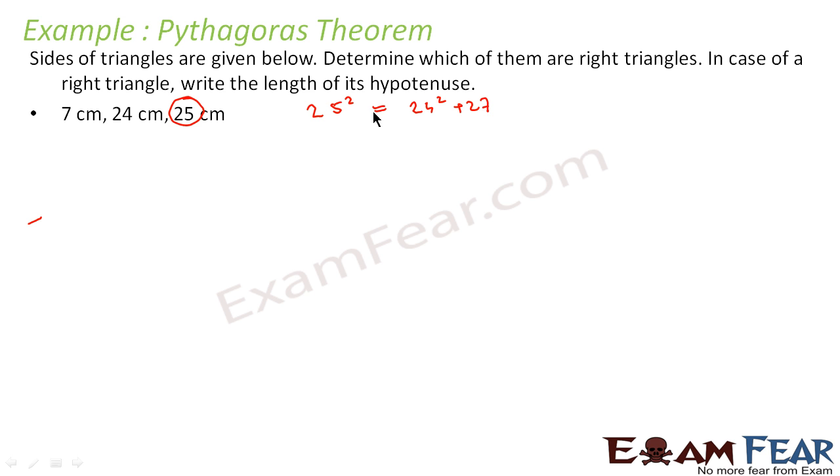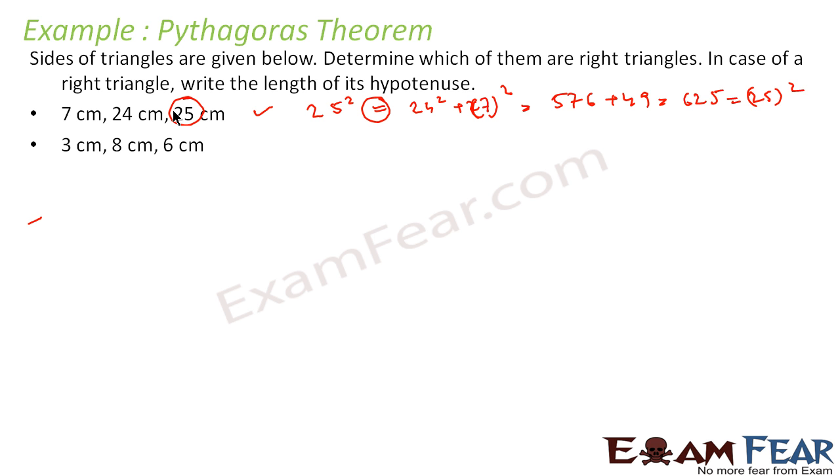So let's try to find. This is something which we don't know. So 24 square is what? 24 square is 576, and 7 square is what? 7 square is 49. This is 625, and this is equal to 25 square. That means it is a right triangle, and 25 is the hypotenuse.